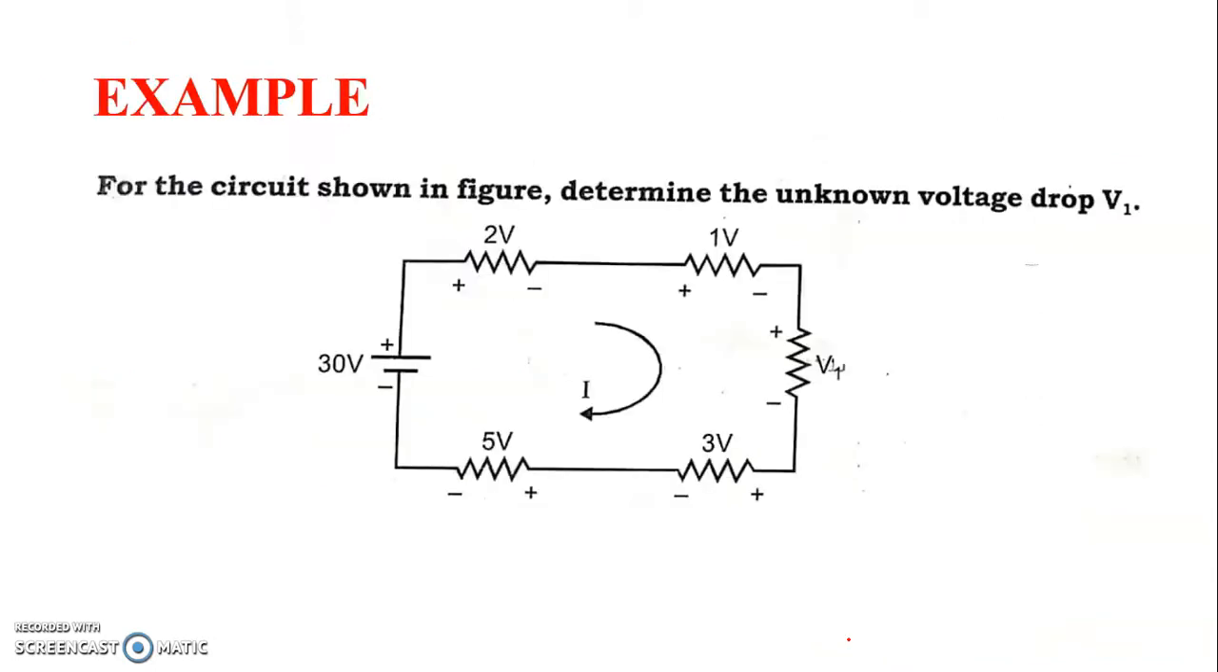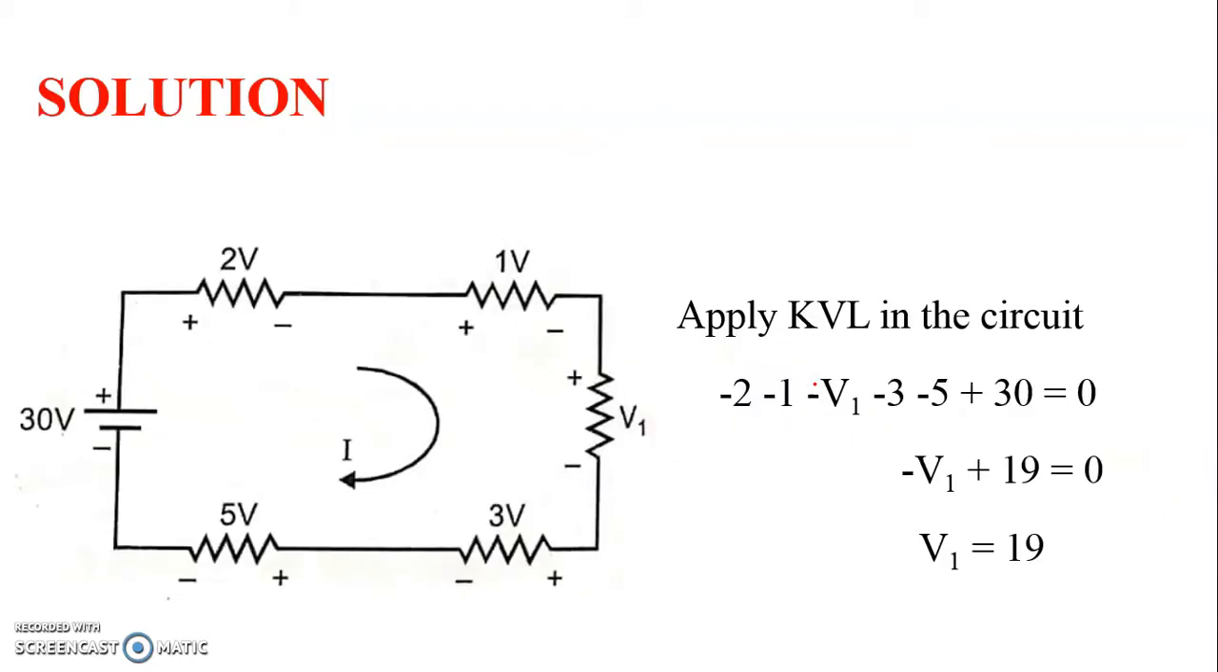Next we have to see an example of Kirchhoff voltage law. For the circuit shown in the figure, determine the unknown voltage drop V1. So according to KVL, potential rise is equal to potential drop, or the sum of the EMFs present in a circuit is equal to 0. So we have to write the potential drop and potential rise equation.